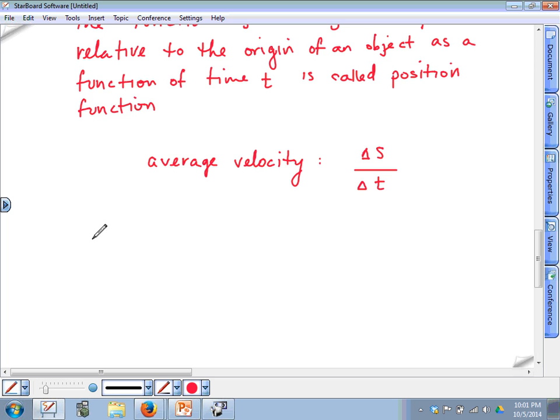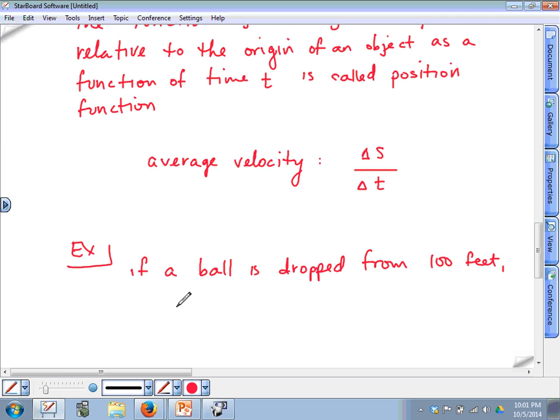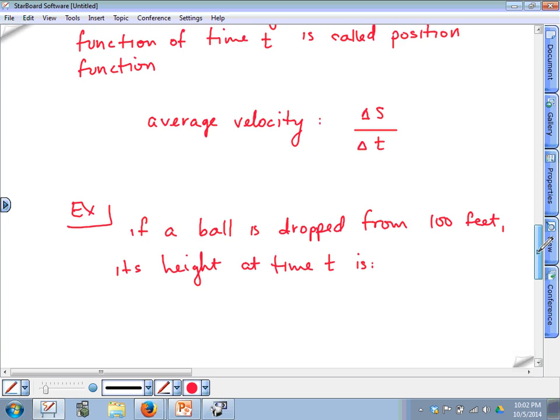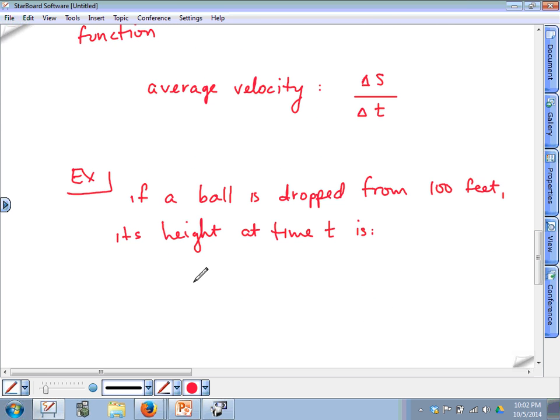So for example, if a ball is dropped from 100 feet, its height at time t is given by this position function. S of t is equal to negative 16 t squared plus 100.